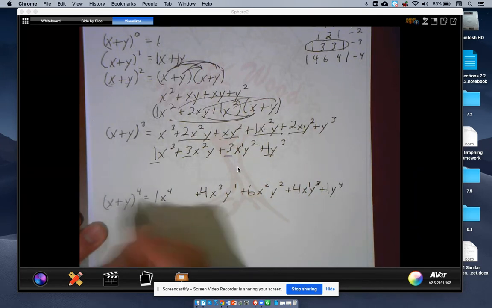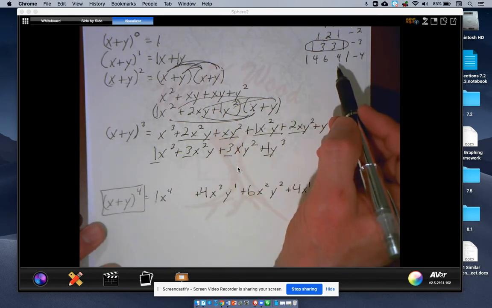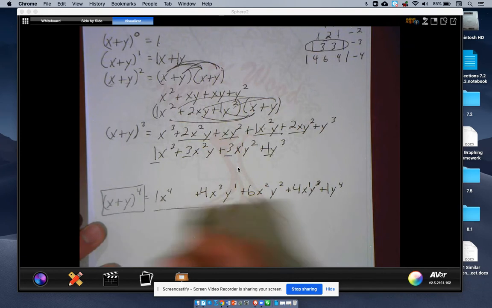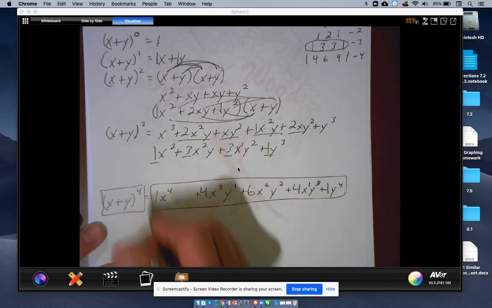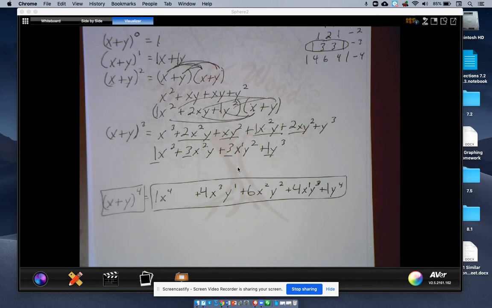So I just cheated and used this really cool Pascal's triangle to quickly, without any steps, any multiplying, write out x plus y to the fourth. Very awesome procedure to do. Okay, I'm going to do one more for you, and then I will let you go and do your practice homework and show me what you did.